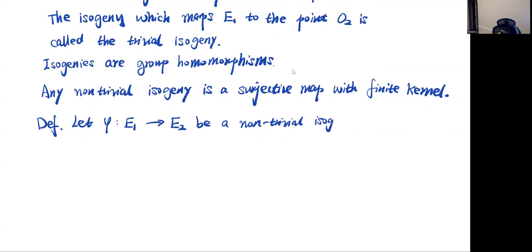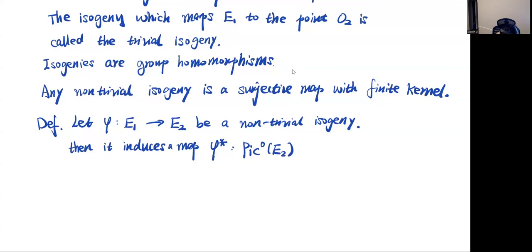Then it induces a map phi upper star from the divisor class group of E2 to the divisor class group of E1. Okay. So this map is defined by the pullback of divisors.